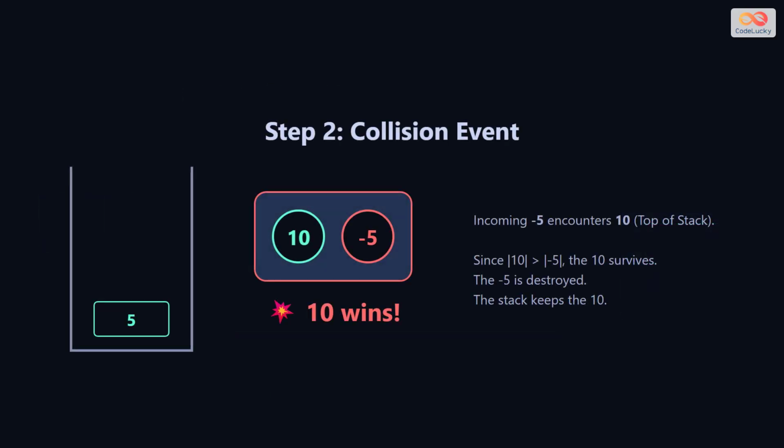Now we encounter -5. This is a left-moving asteroid. We check the top of our stack, which is 10. 10 is moving right. Since the size of 10 is greater than the size of 5, the 10 wins. The -5 is destroyed, and the 10 remains on the stack.